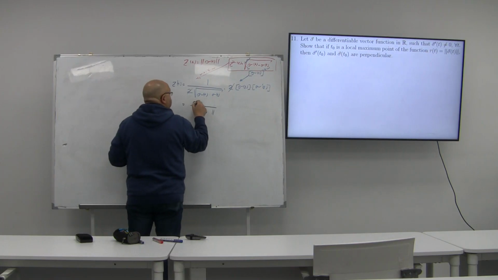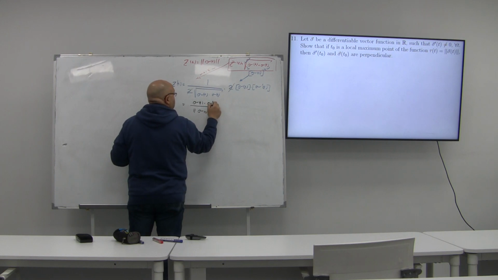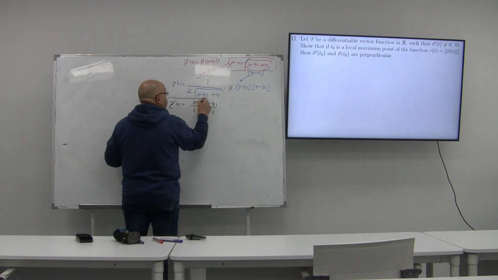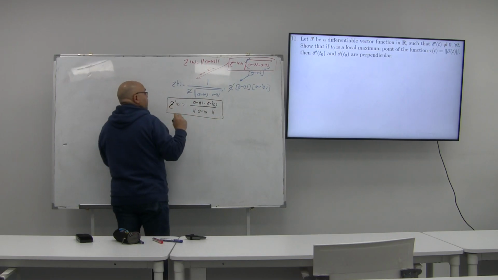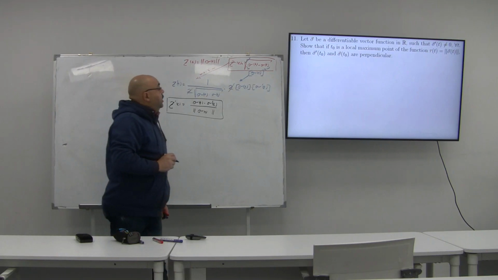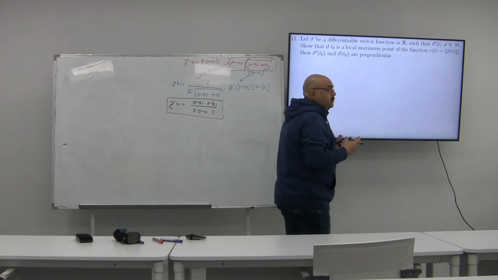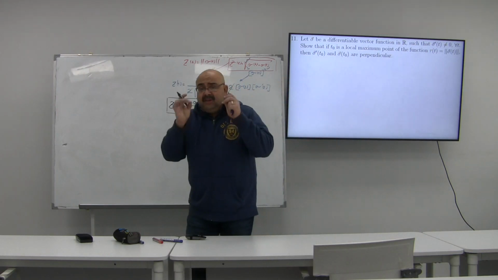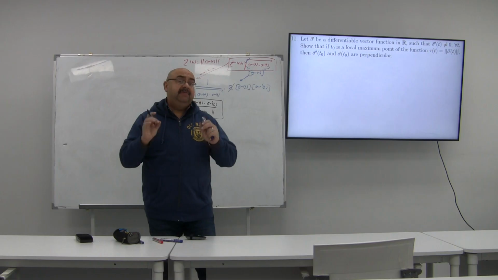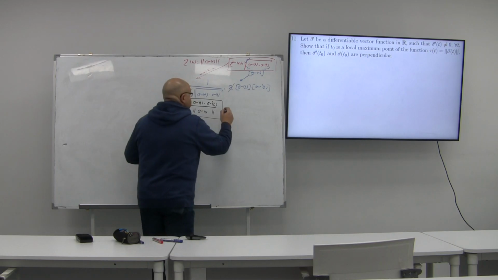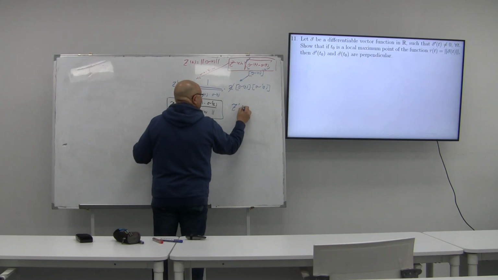I will have rho of t times rho dash of t, and that's the definition of tau dash of t, the first derivative of my function. Okay, once more, he wants me to show that if t naught is the local maximum, which means at this point the first derivative must equal 0. That will lead to tau dash at t naught must equal 0.